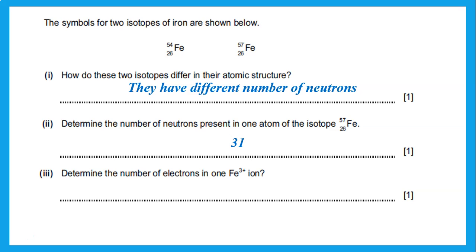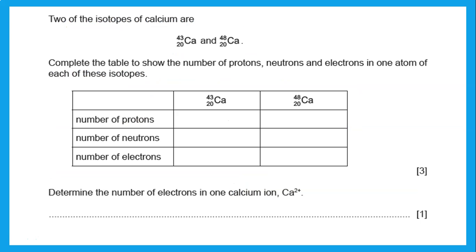Determine the number of electrons in Fe3+. Now, Fe has an atomic number of 26. That means originally it has 26 electrons. What if I'm telling you I'm talking about Fe3+? What does 3 plus mean? It means it has lost 3 of its electrons. And that means instead of 26 electrons, it now has 23 electrons.